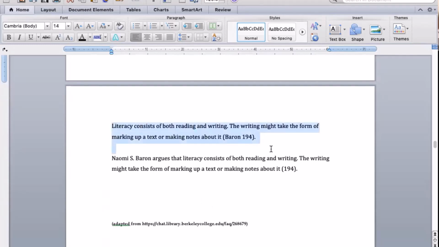I include this because it can even be this subtle. So right here, I'm going to read this aloud really fast. Literacy consists of both reading and writing. The writing might take the form of marking up a text or making notes about it. If this is something I read about in the research, technically right now, it's not cited. I need that introduction to be on the right side of that citing, that plagiarism policy.